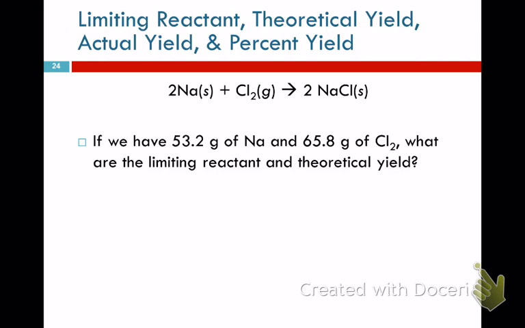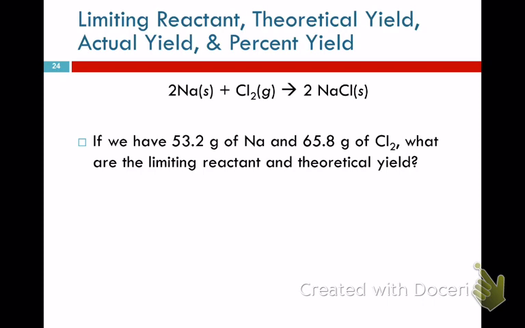I have 53.2 grams of sodium. I have 65.8 grams of chlorine. So there's my two reactants. I'm going to run a chemical reaction to make sodium chloride. But what's going to happen, most likely, is one of those is going to run out. And when it runs out, the reaction has to stop.